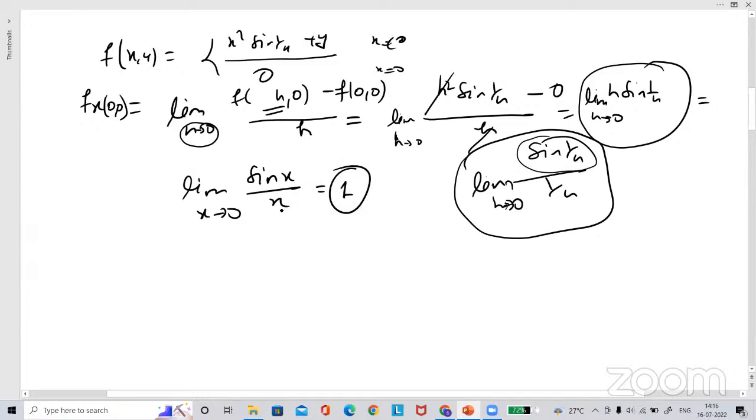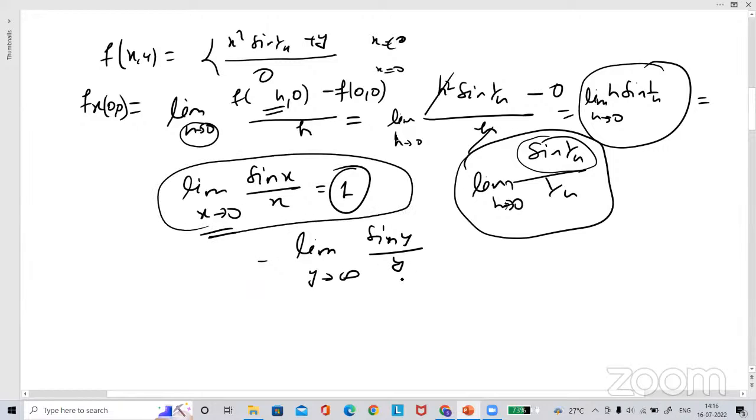Can we not assume 1 by x to be some y, and call it sine y by y? Yes, but then the limit tends to infinity. What you will do is assume 1 by x to be y, as y goes to infinity. Now your function will look like this. See that now this is changed. This is not exactly the same.